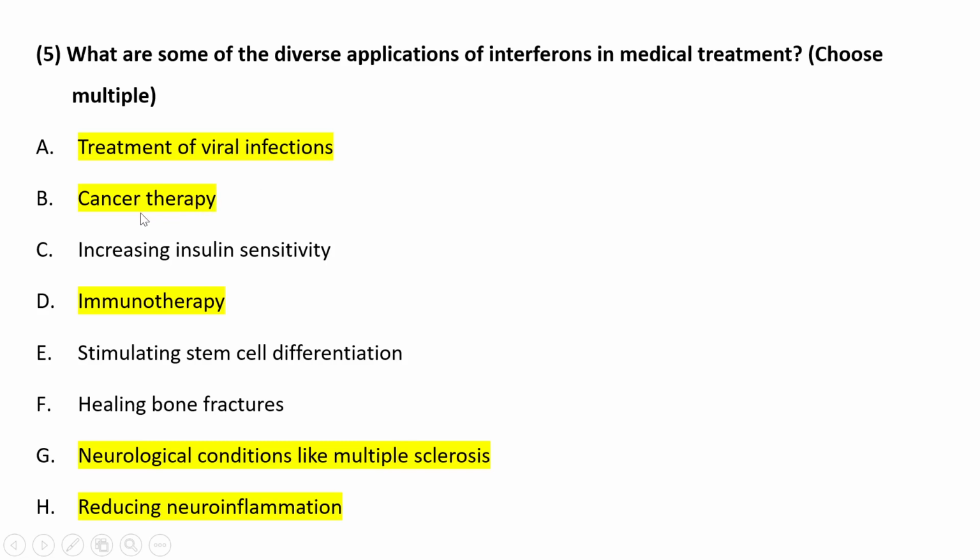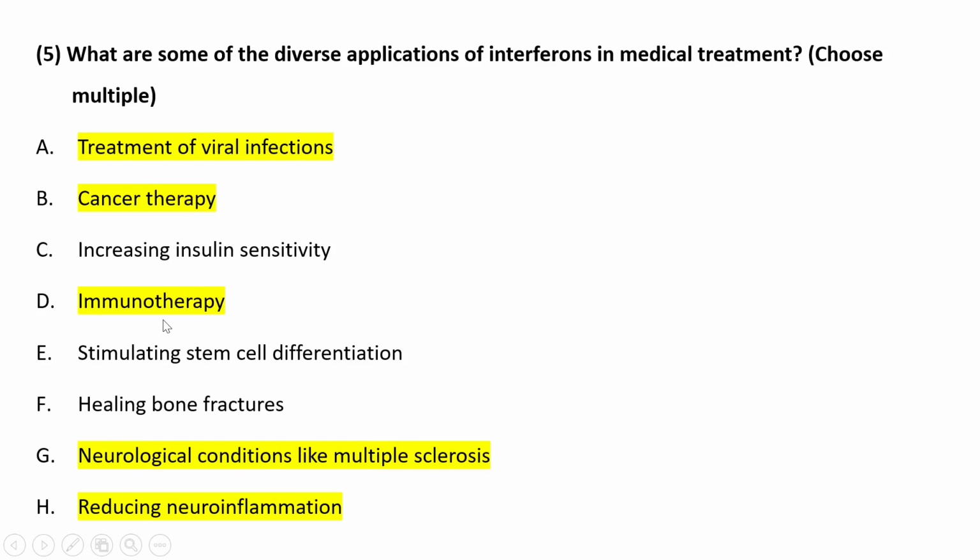And in case of cancer therapy, yes, there also interferons are used. These interferons can help in activating the immune cells like NK cells and cytotoxic T cells to attack the tumors present in the body. For example, interferon alpha is used to treat leukemia, melanoma, and other types of cancers. So yes, it can be used in cancer therapy. For increasing insulin sensitivity, no, there is no such use of interferons.